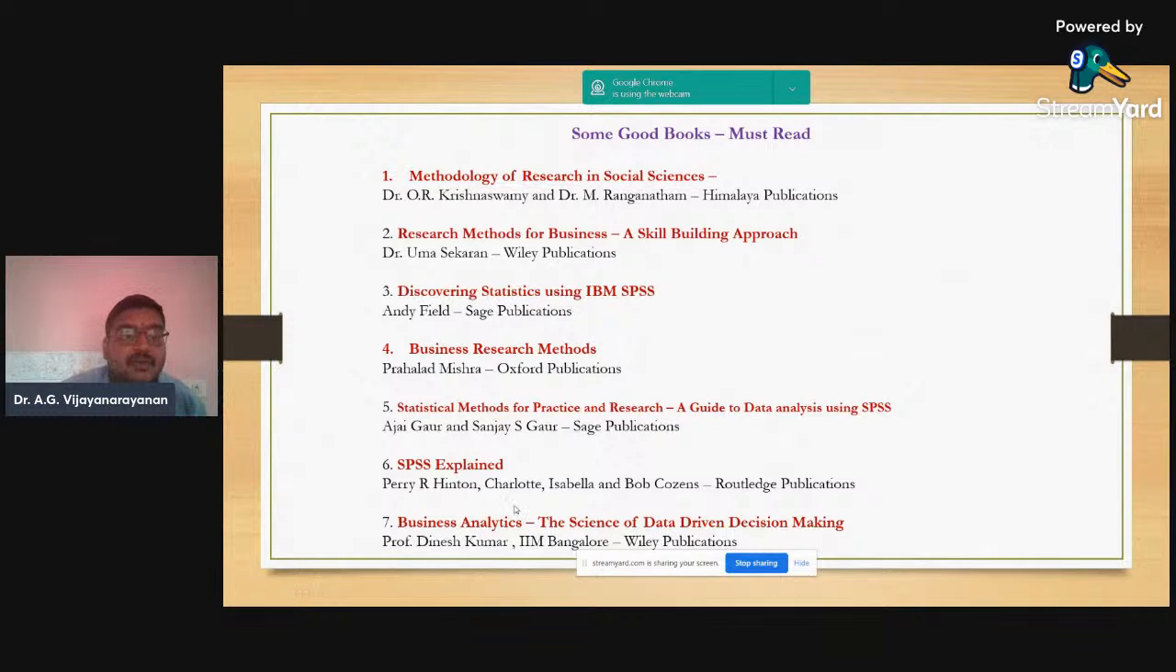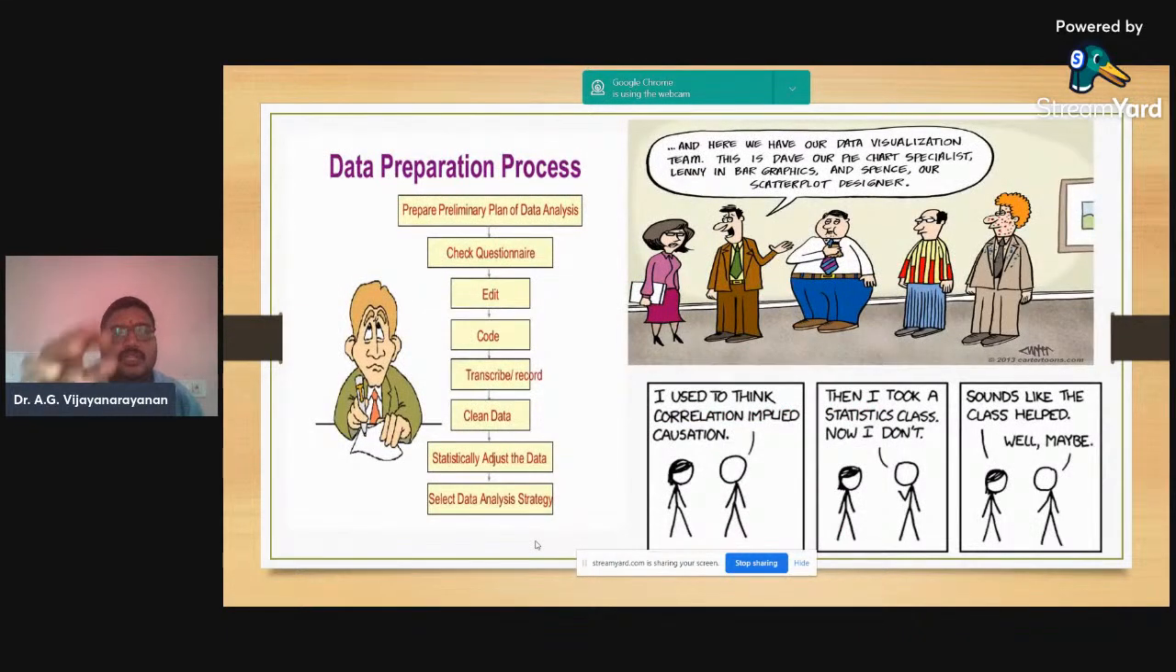And this is again for advanced learners. Professor Dinesh Kumar's Business Analytics is from IIM Bangalore. One of the top-notch books, okay, which I can refer. So if you read much, you will get more clarity. That will definitely help you to prepare a better questionnaire. Okay, so these are the data processes which I want you to see. Just have a look at it. It's self-explanatory.